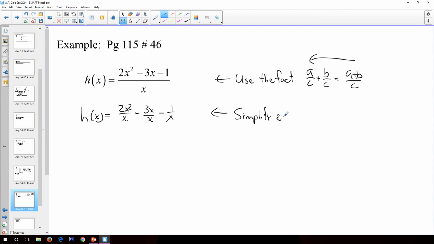All right. So here I'm going to simplify each fraction. And so I still have h. I have not done the derivative yet. No prime. So this is going to be 2x, this is going to be minus 3, and this is going to be minus x to the negative 1. Now I can use the basic differentiation rules.